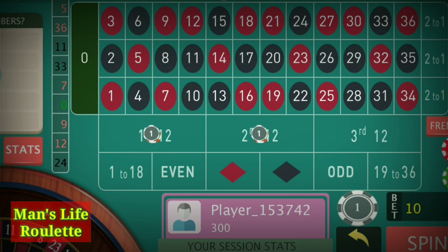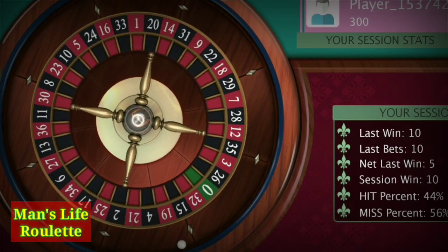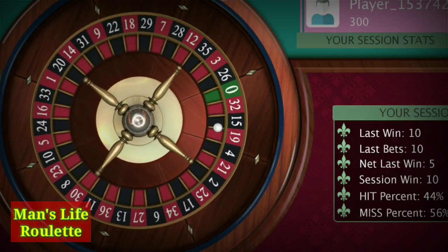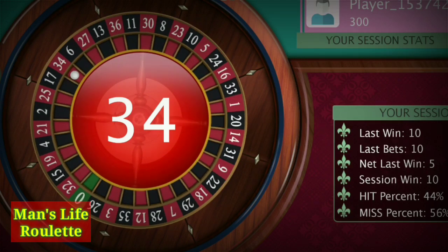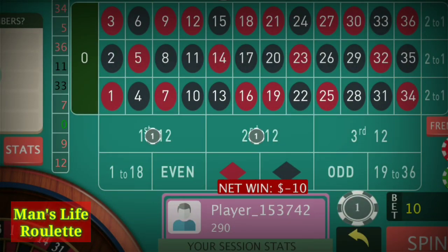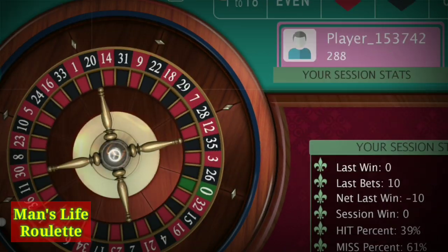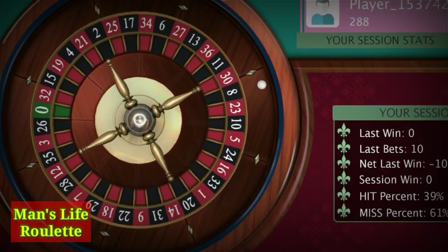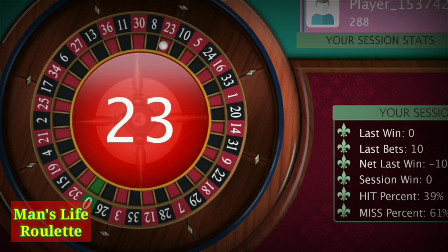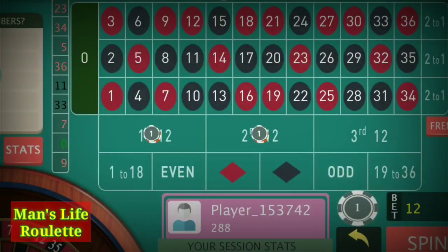So the last spin was a win, so I just rebet and play. It's 34, another losing spin. So just rebet, add another unit to both positions and play. It's 23, this time a winning one. So just rebet, don't need to increase this time, and play.